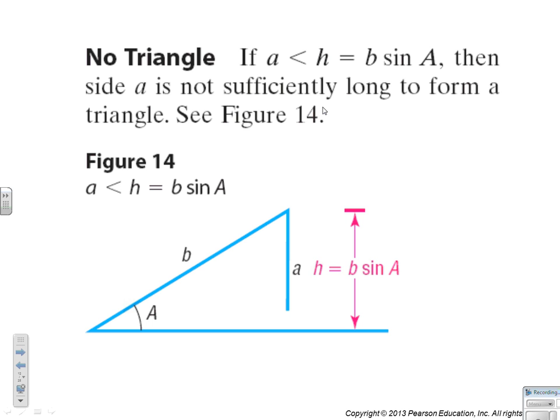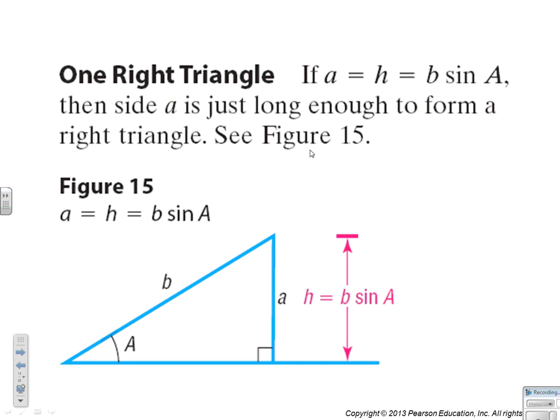It's like this little dangly arm. It's not long enough to make a triangle and close it up. So if A is smaller than H, which is B times the sine of A, then you do not have a triangle. If A is equal to H, then you have a right triangle.